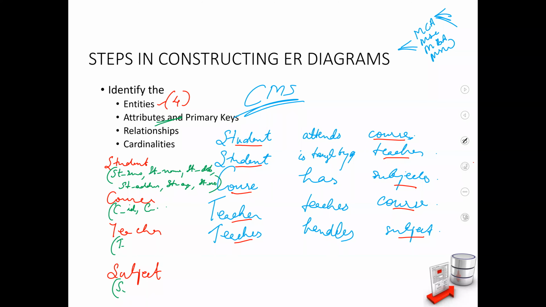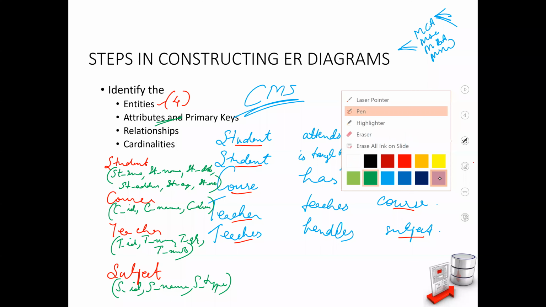Okay, because you can always think of that to be a primary key. Course ID, course name, course duration. As I told you, you can think about course like MCA or MSc, MBA, and so on. Teacher, I can think teacher ID, teacher name, teacher qualification, teacher mobile number or whatever. Subject, I can have subject ID, subject name, subject type, whether it is a specialization or a core paper, and so on.